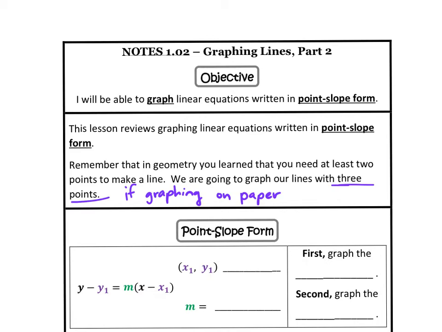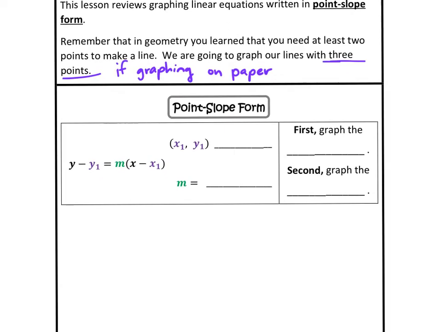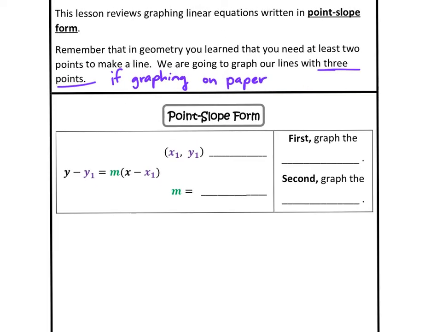Okay, but since we're going to be using Mastery Connect again, remember Mastery Connect, you only need 2 points. And I'll keep mentioning that again and again as we go through the lesson. All right, so let's start off. Point-slope form. This is different from the last lesson when we talked about slope-intercept form. Point-slope form has an equation that looks like this.